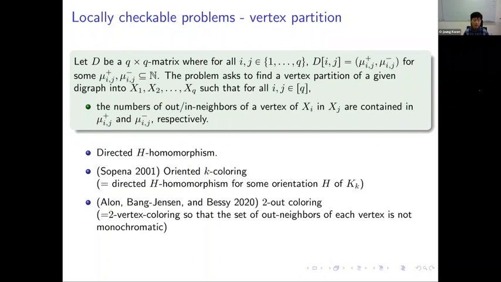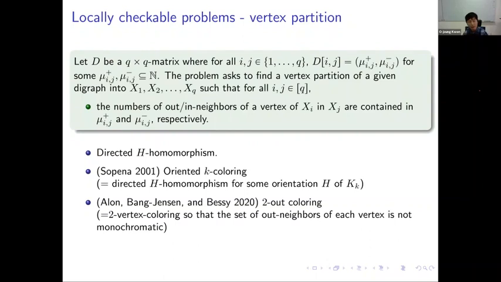And Alon, Bang-Jensen and Bessy recently defined the two-out coloring, where you want to color into two colors so that each vertex has out-neighbors in each of the two colors. Actually, they define a k-coloring where every vertex is non-monochromatic, but our framework doesn't describe all k-colorings. Just the two-out coloring can be represented, because we can force that each vertex has at least one neighbor in each color.